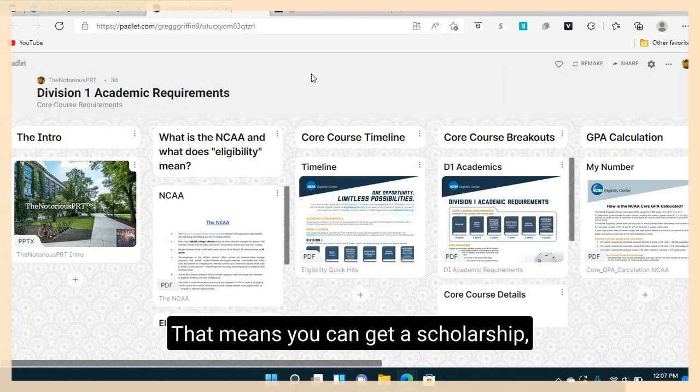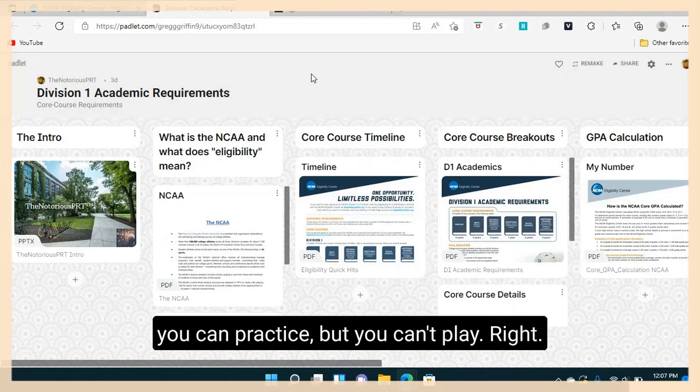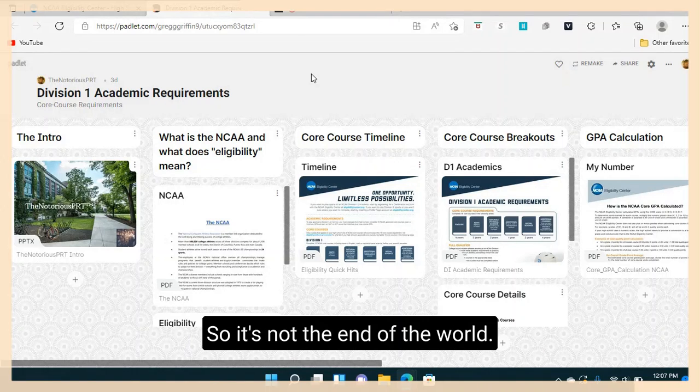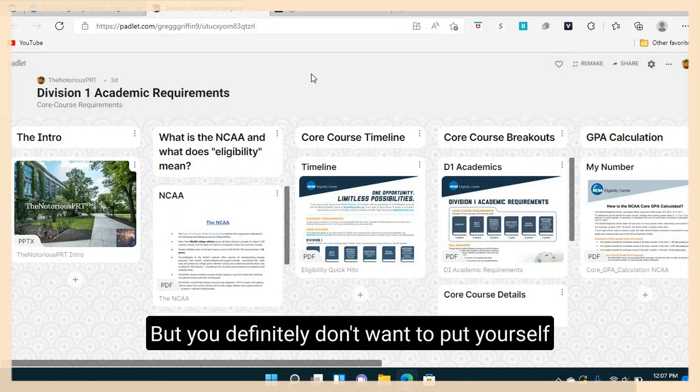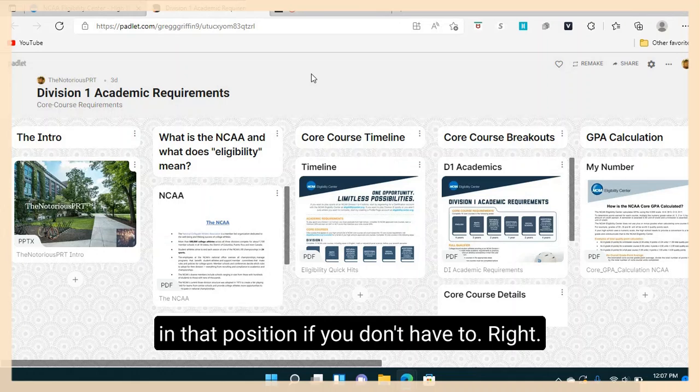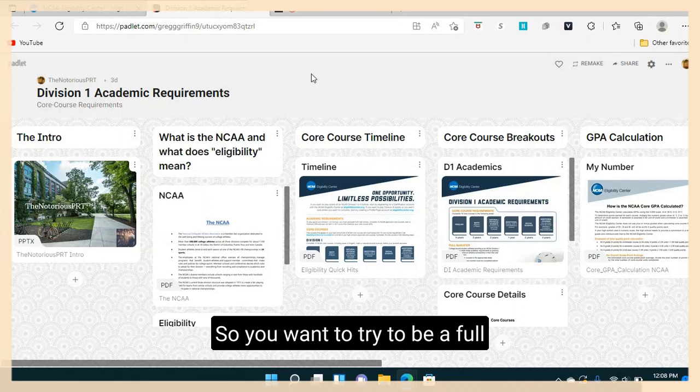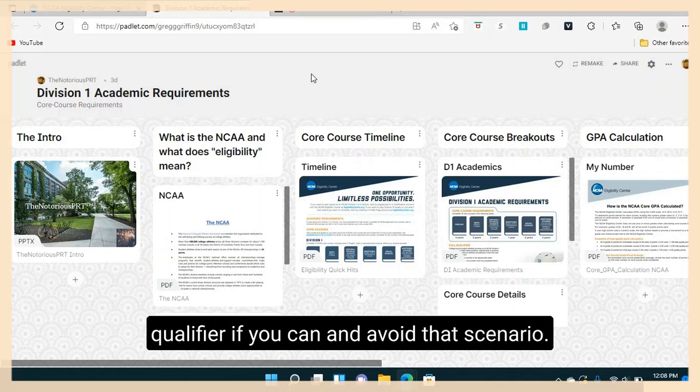And what does that mean? That means you can get a scholarship, you can practice, but you can't play. Right? So, it's not the end of the world, but you definitely don't want to put yourself in that position if you don't have to. Right? So you want to try to be a full qualifier if you can, and avoid that scenario.